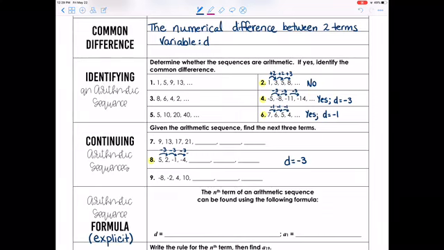And I want to continue decreasing by 3 to get the next 3 terms. So -4 minus 3 is -7. -7 minus 3 is -10. And -10 minus 3 is -13. Please pause the video now, complete problems 7 and 9, and then when you're ready, resume the video and we'll keep going.